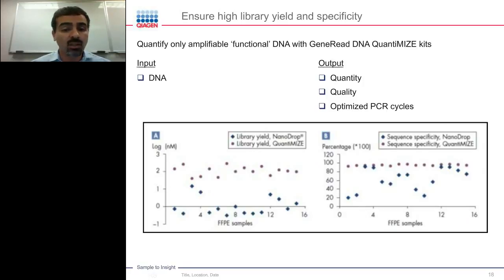When we look at the sequence specificity, so these are the specificity of reads that are coming out of the NGS run on a MiSeq, we can also see some major differences between those DNA samples that were quantified by spectrophotometry versus those that were quantified by QuantiMize. You can see a very high degree of specificity for those reads coming off the samples that were quantified by QuantiMize, as you can see in the blue circles, versus the blue diamonds where those DNA fragments were quantified by spectrophotometry. So again, it's a very helpful kit in order to quantify the amplifiable amounts of DNA.